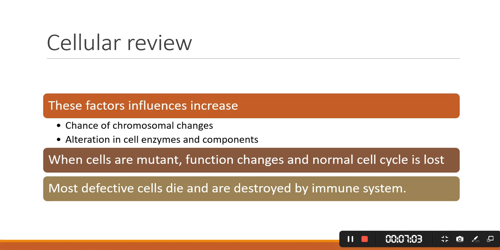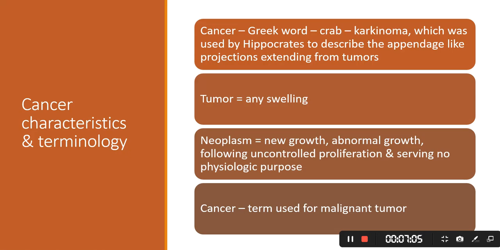What are the cancer characteristics and terminology? Cancer comes from a Greek word which means crab, literally carcinoma, which was used by Hippocrates, the famous scientist, to describe the appendage-like projections extending from tumors. Like a crab has its appendages, its hands, cancer is also said to have extensions like that.